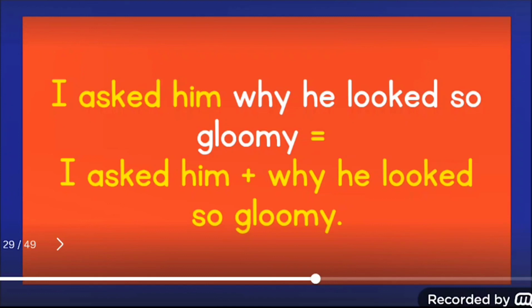I asked him why he looks so gloomy. So before I mentioned, in a sentence there can be two objects. രണ്ട് objects ഉള്ള sentences വരാം. And one object will be indirect, the other object will be direct. So here, I is the subject, asked is the verb, him is an indirect object. And in the place of the direct object, we have a clause. Why he looks so gloomy. So here, since this clause is written in the position of the direct object, we can call it a noun clause.